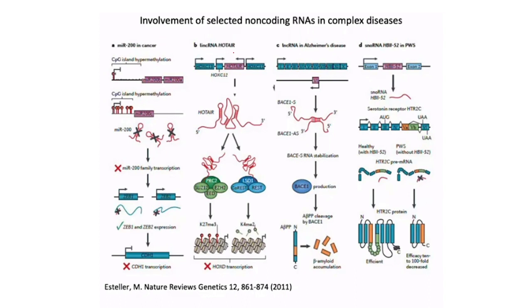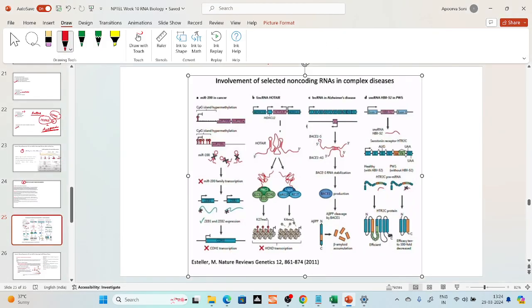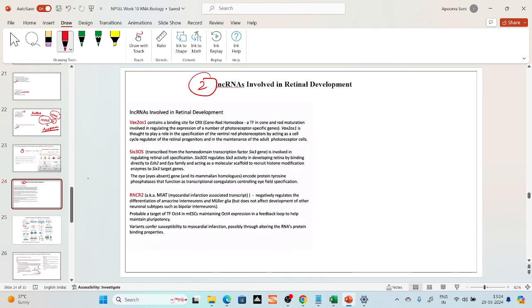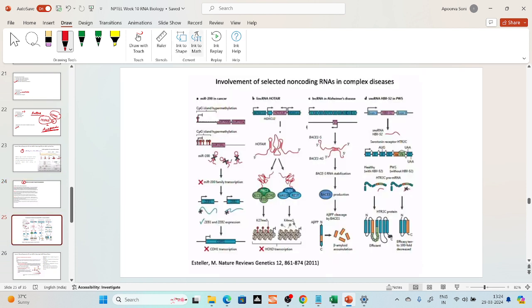So in this way, you can see LncHOTAIR, which we have already studied, in Alzheimer's disease also. Basically, most of the non-coding RNAs have a role in complex diseases, as in they control the formation of those diseases. Here MIR200 is preventing tumor formation by repressing the transcription of some proto-oncogenes. But as soon as this MIR200 is removed, these proto-oncogenes are expressed and it might lead to the formation of tumor. So the first role is in muscle differentiation, the second role is in retinal development, and the third role is in complex diseases.